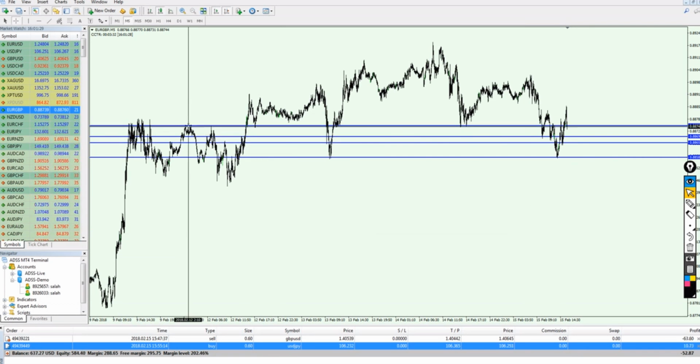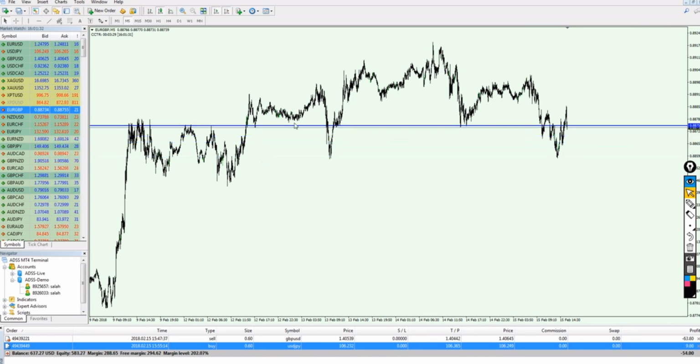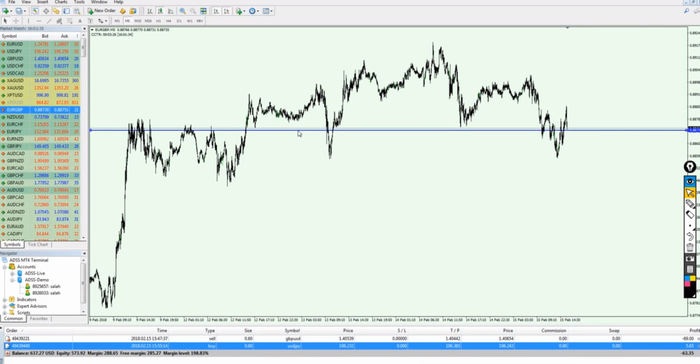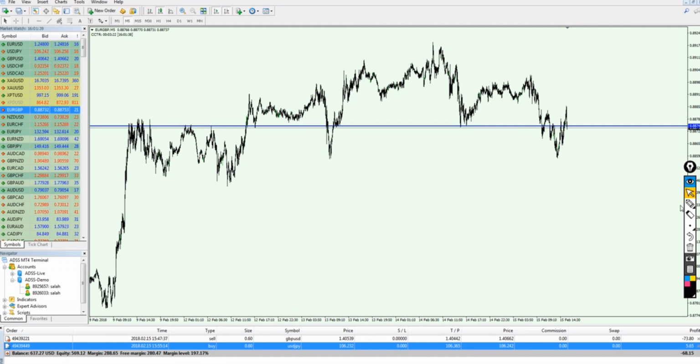So this one here, let me erase all the lines to not confuse you. This line here, which I am on now, look at the past. It was acting as a strong resistance and also support.